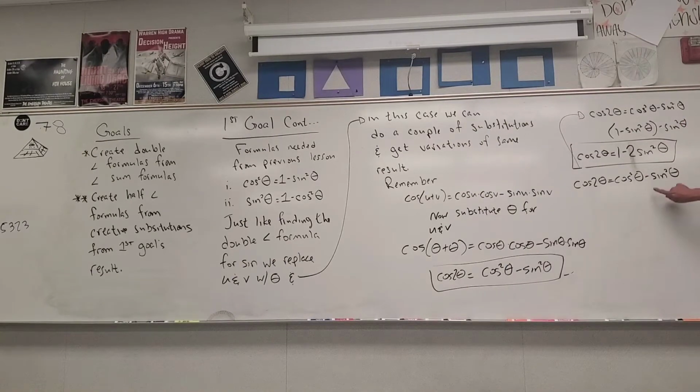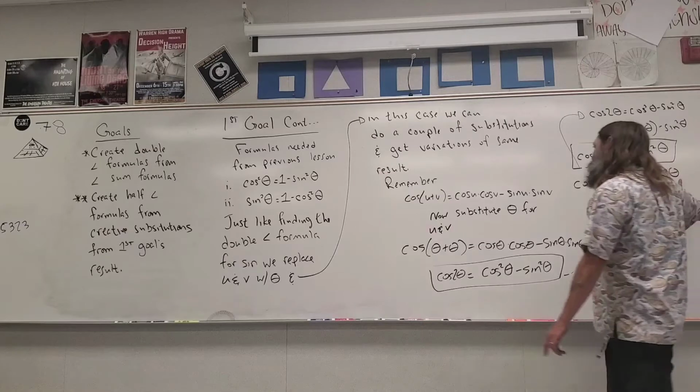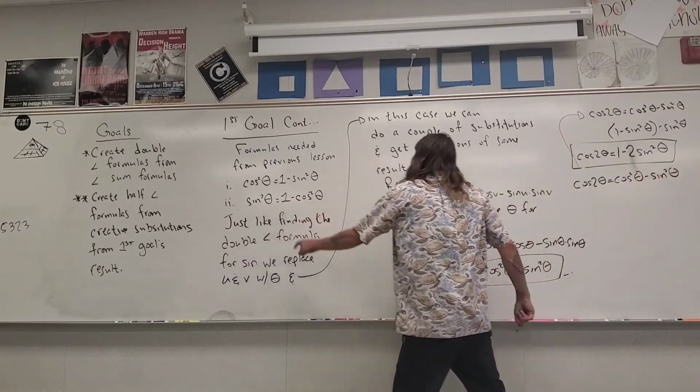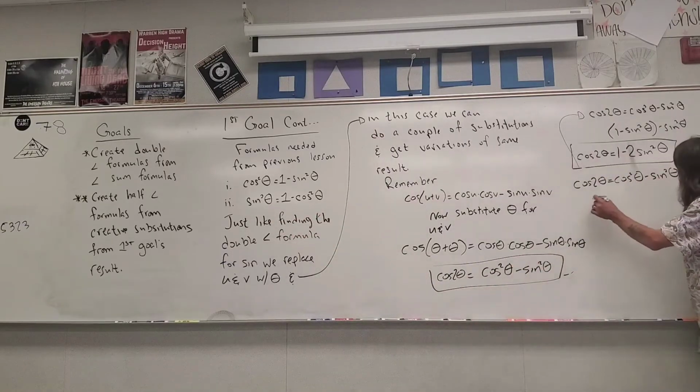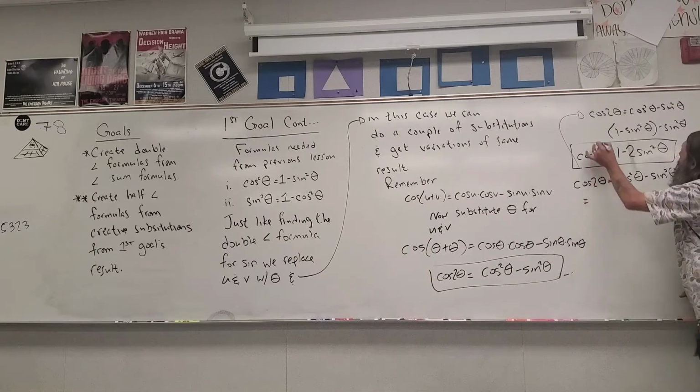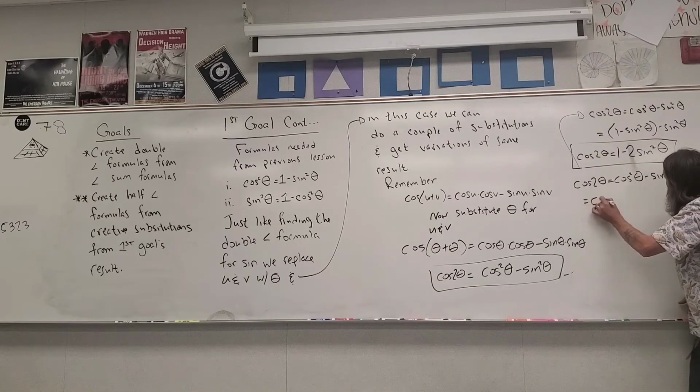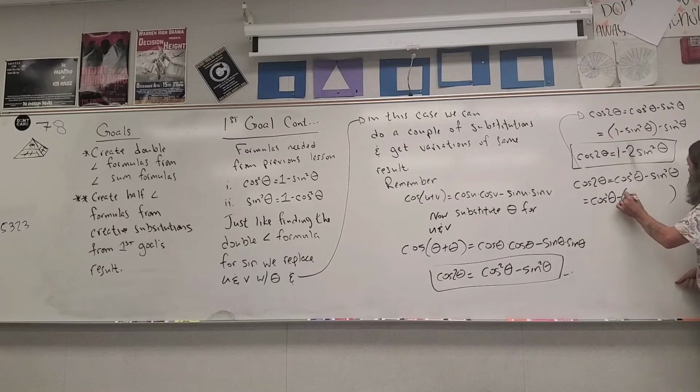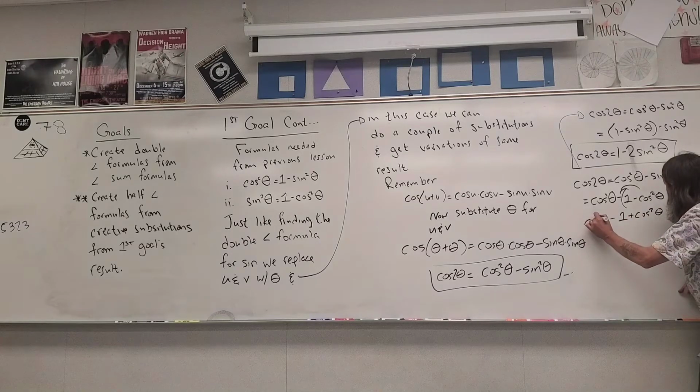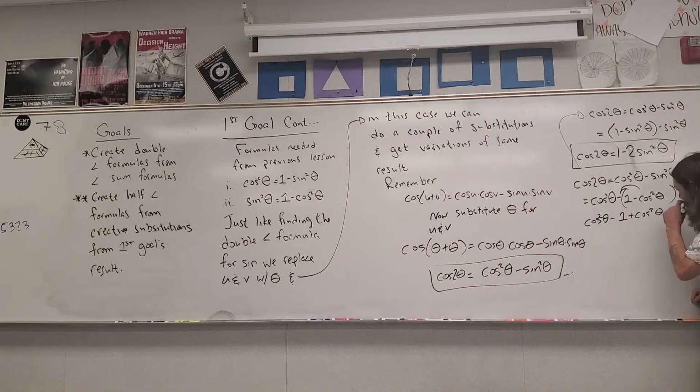All right. So what I'm going to do is replace sine squared theta with 1 minus cosine squared theta. So I'm going to write it over here a little bit further. So we get cosine squared theta minus 1 minus cosine squared theta. We got to make sure we pass out that negative. We get minus 1 plus cosine squared theta. And we have our original cosine squared theta. And I now have 2 cosine squared thetas.